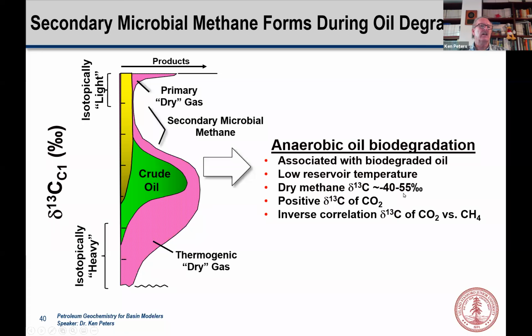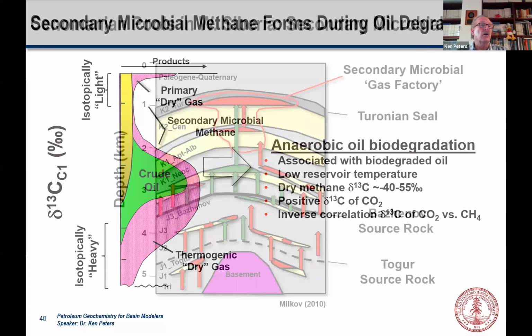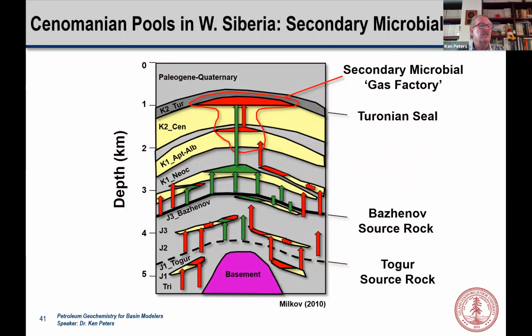So the methane is unusually heavy, minus 40, minus 55, as is the carbon isotope value of the CO2 associated with it. Of course, these methanogens are oxidizing the oil, and they're generating methane and CO2. And there's an inverse correlation between the carbon isotope value of the CO2 and the methane because they're related. There's a nice paper by Alexei Milkov on this, and he calls this the secondary microbial gas factory.